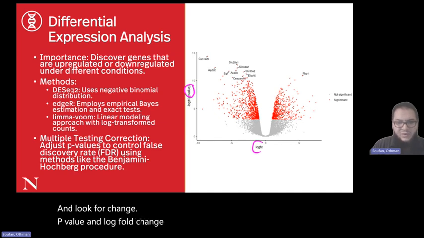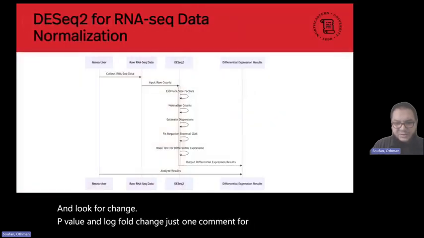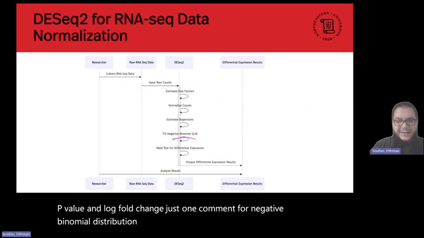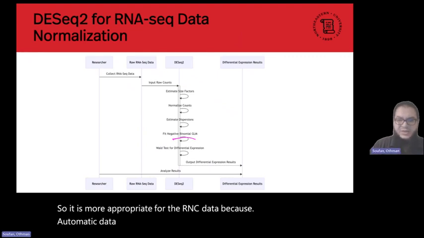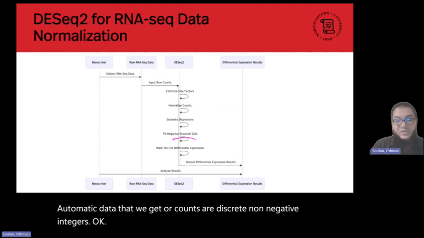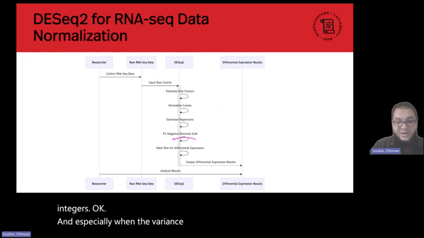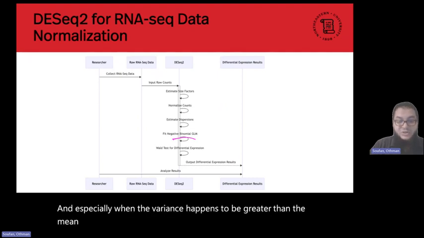Just one comment for the negative binomial distribution. It is more appropriate for RNA-seq data because the RNA-seq data that we get, the counts, are discrete non-negative integers. Okay, and especially when the variance happens to be greater than the mean, which is a common feature in RNA-seq data.